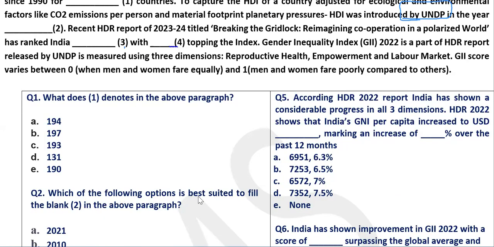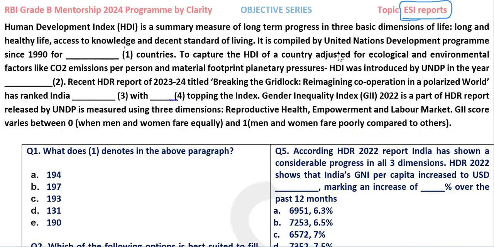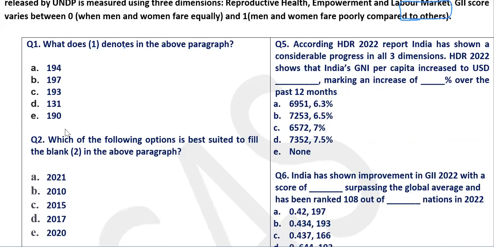Which of the following options is best suited to fill blank 2 in the above paragraph? What does blank 2 say? Planetary pressures HDI was introduced by UNDP in the year dash. In which year was planetary pressures HDI introduced? Options are 2021, 2010, 2015, 2017, 2020. Students, the correct option is option E, 2020. Clear? Option E, 2020. Is it clear, students?